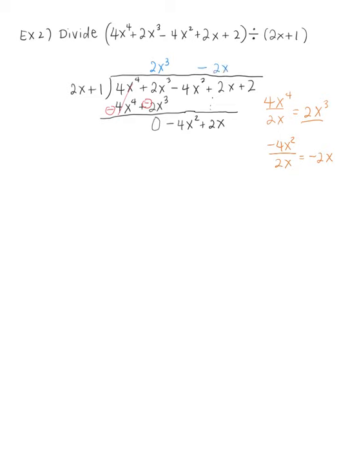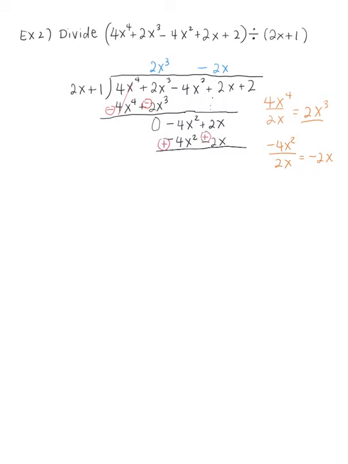And then you do the same business. You're going to go negative 2x times 2x. That's going to give us negative 4x squared. And then you take negative 2x and multiply by 1. So that's going to give us negative 2x. All right, so next, what do we do? Draw the line, change the sign on the bottom, and then you add vertically.